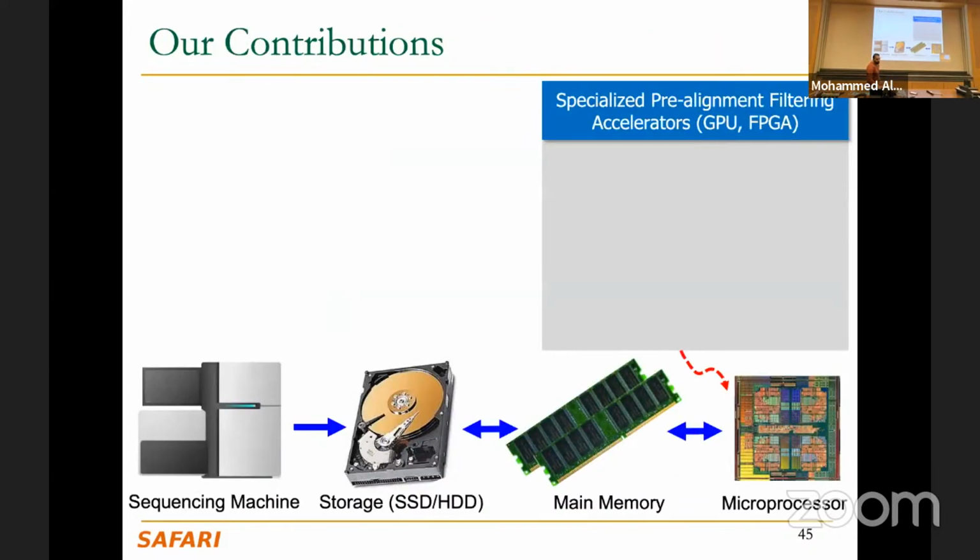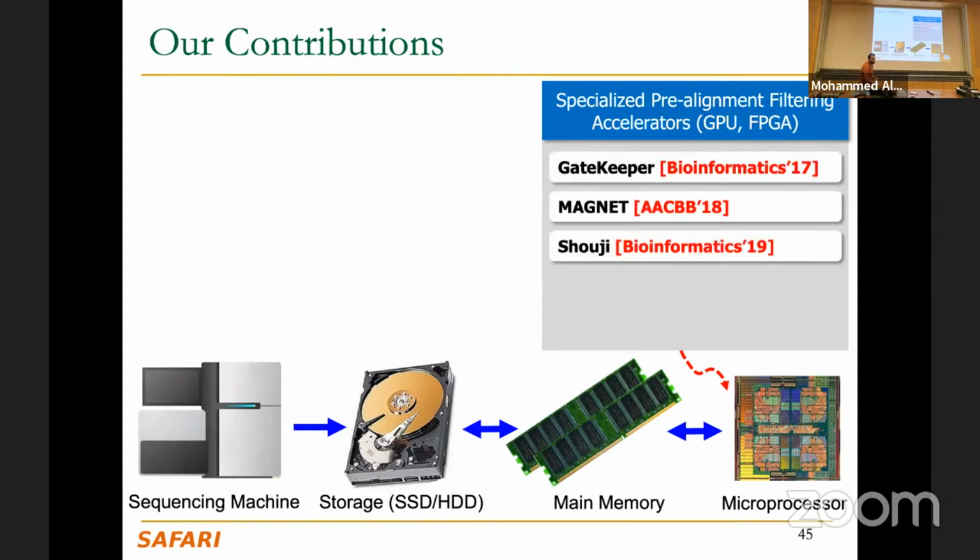All right. So in summary, what are the contributions that we are making in our research group, the Safari research group? We're trying to build accelerators plus efficient algorithms for multiple steps of the pipeline I was showing you in the previous slide. And we did things for CPUs, we did things for the main memory, and we also did things for the storage itself.